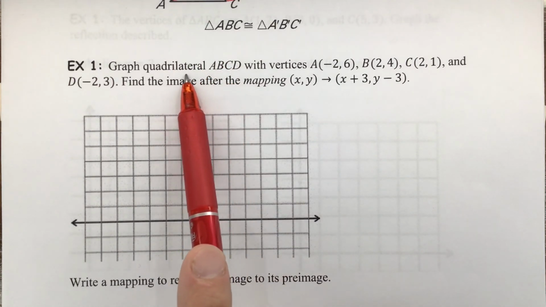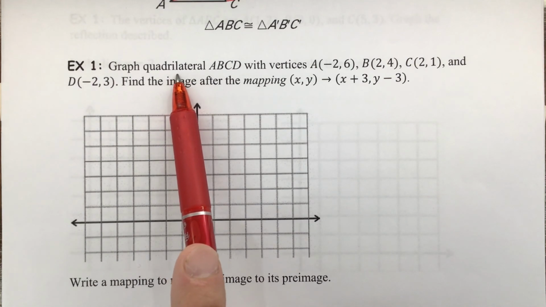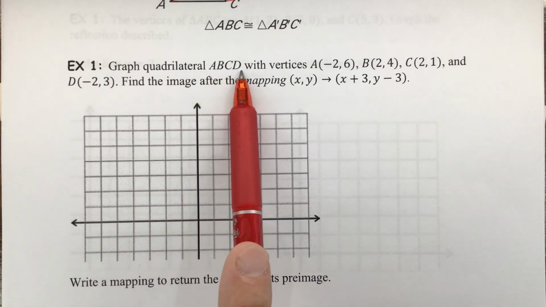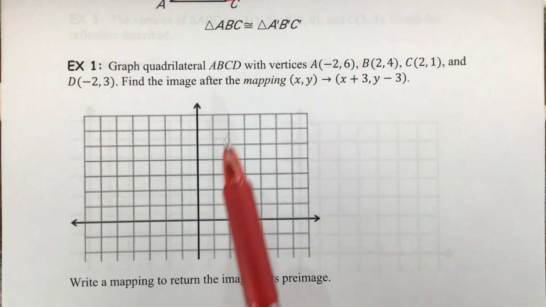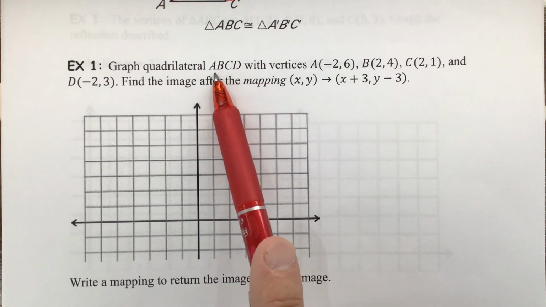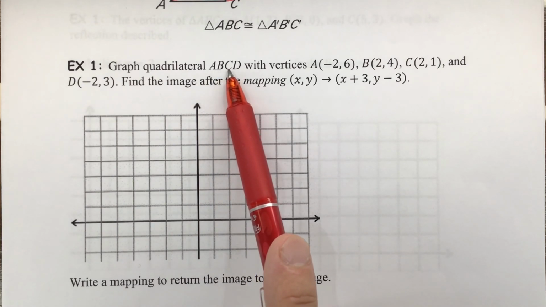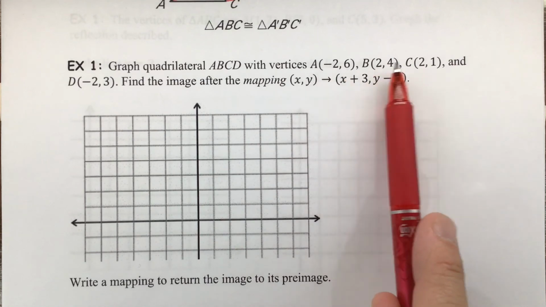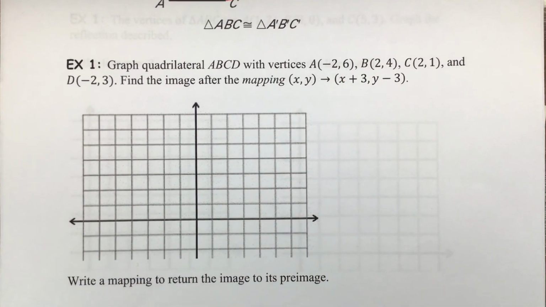Sometimes we'll just put words in front of them, but this means that we've got a four-sided figure with vertices A, B, C, and D that will be connected in that order. That's an important thing here. Point A must connect to B, B must connect to C, and then C to D. It's not just because they're alphabetical, but because of the order that they're written. So we're going to plot these points and connect them to make our quadrilateral.